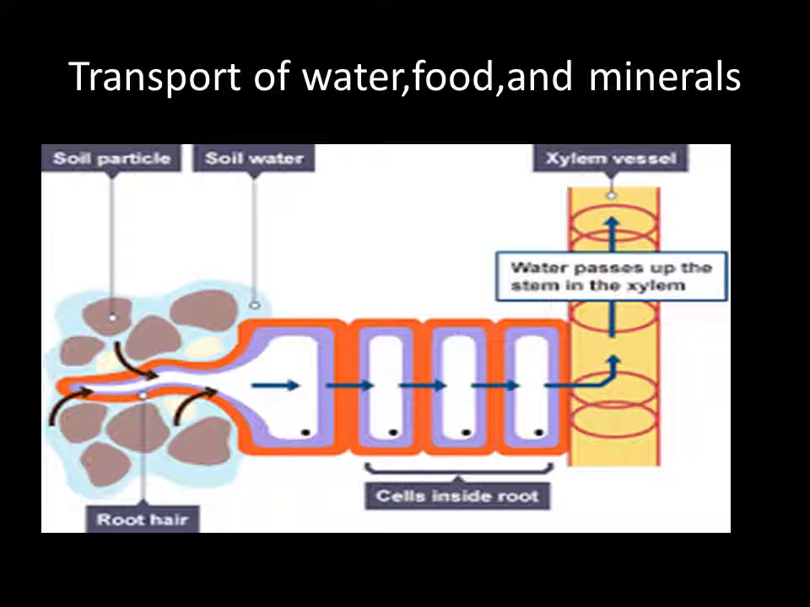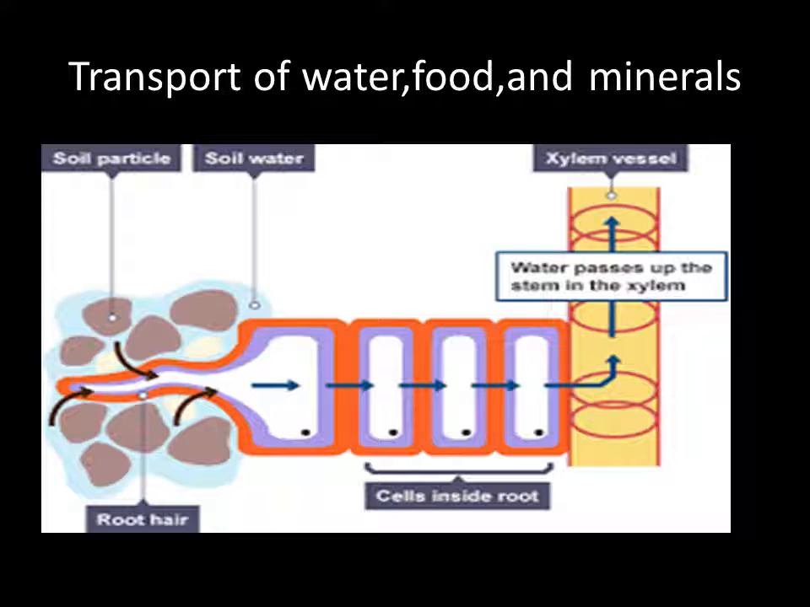And the food prepared in the leaves is transported from the leaves to other parts of the plant. This process is called translocation. So the food which is prepared in leaves is transported from leaves to other parts of the plant. This is called translocation, and it mainly takes place through the phloem. So this is all about the transportation of water, food and minerals.